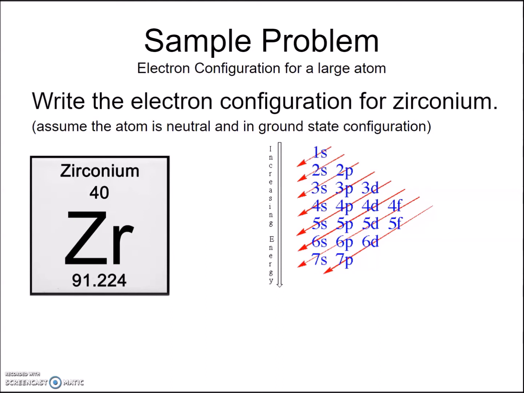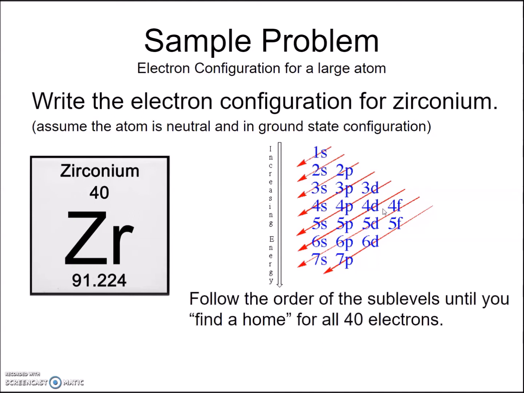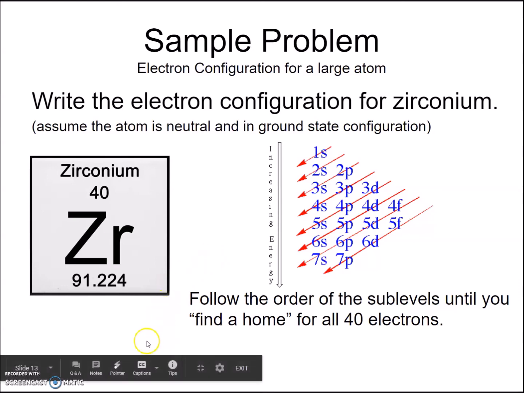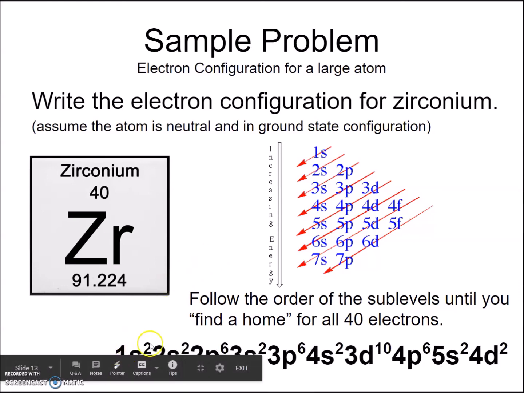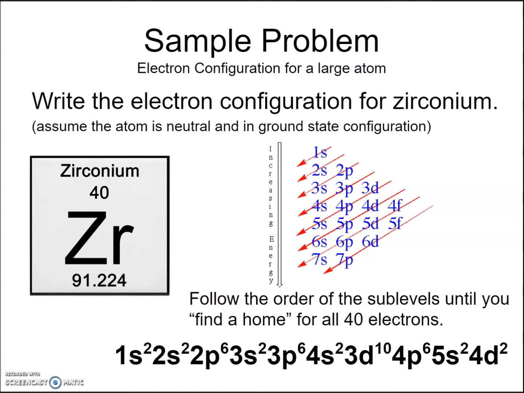Furthermore, we're in the second column of the D block. So you would expect the config to end with D2, right? Well, let's follow the order of sublevels until we find a home for all 40 electrons. 1s2, 2s2, 2p6, 3s2, 3p6, 4s2, 3d10, 4p6, 5s2, 4d2. 4d2 is the ending. And it's exactly what you would expect based on zirconium's position on the periodic table.